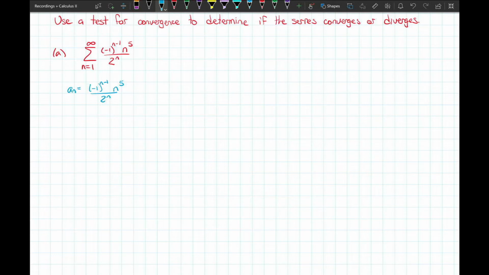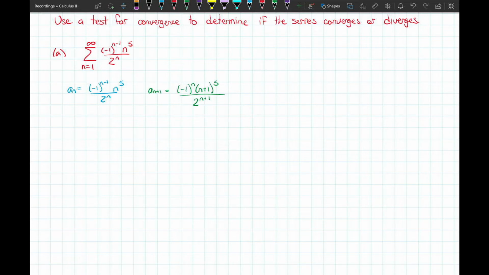That means that when we have n minus 1, changing n to n plus 1 will simplify to get us just the exponent n. You can think about that, it's n plus 1 minus 1. So that just gets us (-1)^n. And instead of n to the fifth, the next term would be (n+1) to the fifth power. And instead of 2 to the n, our next term would be 2 to the n plus 1.